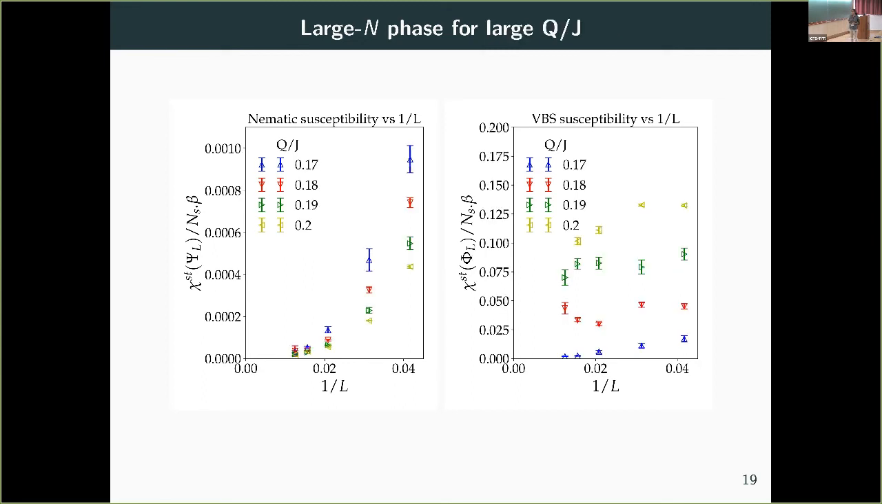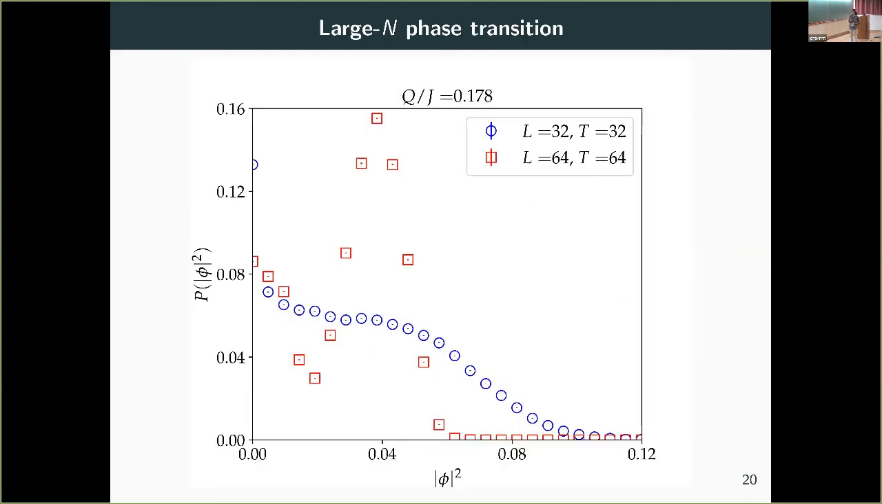And when I increase Q over J further, that's where the VBS order starts to pick up and the nematic order is 0. And so we make histograms of our order parameter here, and we find that there's a double peak in the histograms, indicating that there's a first order transition into the plaquette VBS phase.